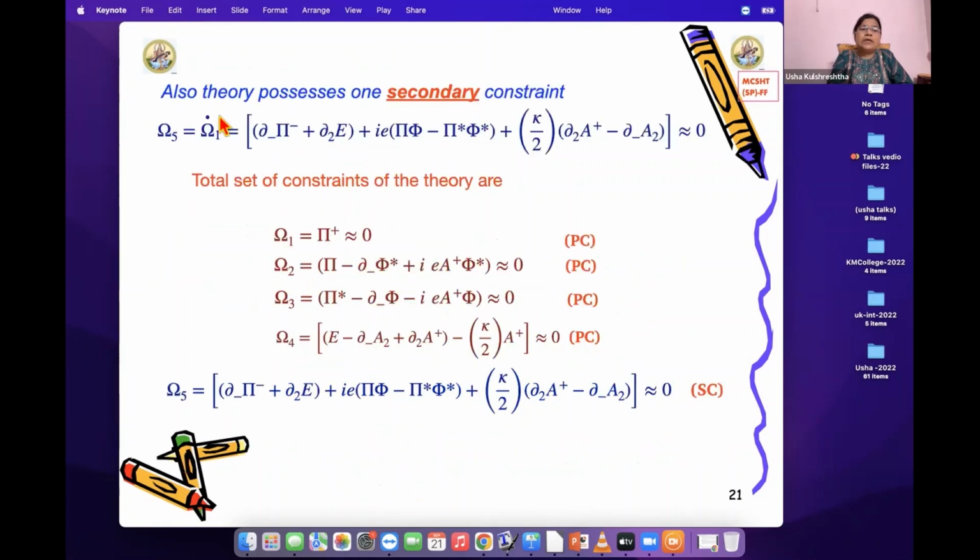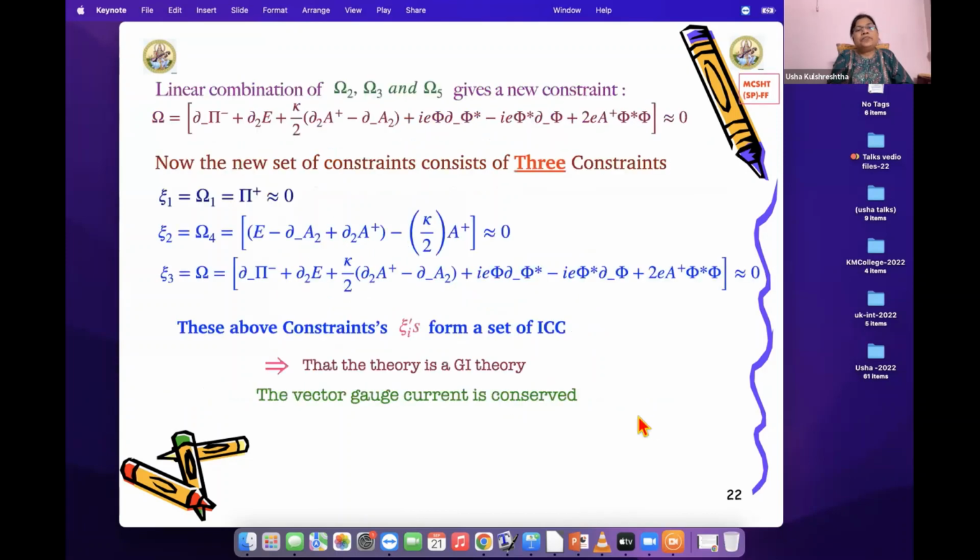And then we project this first constraint in the course of time, and then we get another constraint. But by preserving other constraints in the course of time, we do not get any new constraint. Instead, we get a condition on the Lagrange multiplier field. So this is the total set of constraints, these four primary and one secondary.